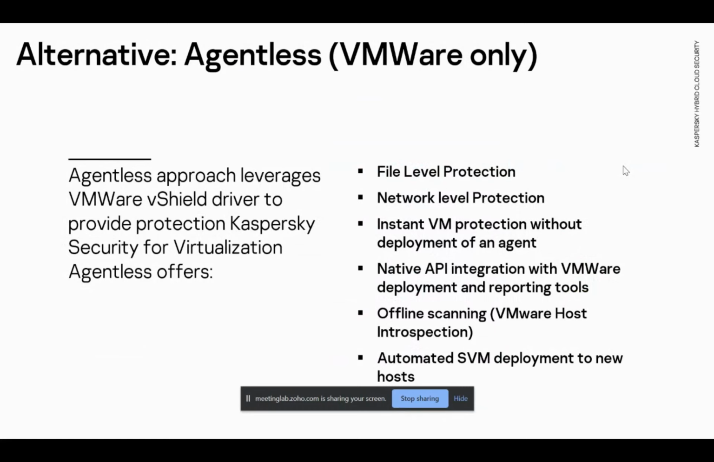So it's hybrid cloud security agentless, and it is only available for VMware. Our agentless approach leverages the VMware vShield driver to provide protection of Kaspersky Security for Virtualization. It offers file level protection, network level protection, and instant VM protection without deployment of an agent. It provides native API integration with VMware, offline scanning, and automated SVM deployment to new hosts.